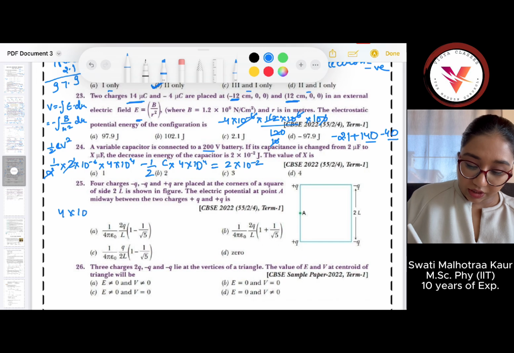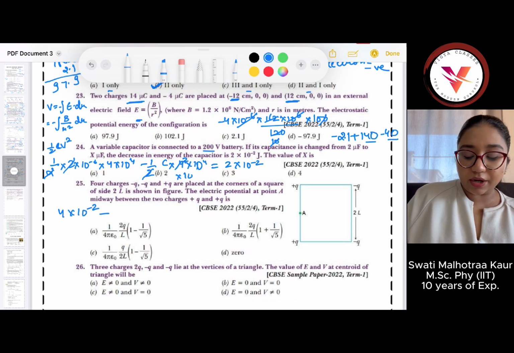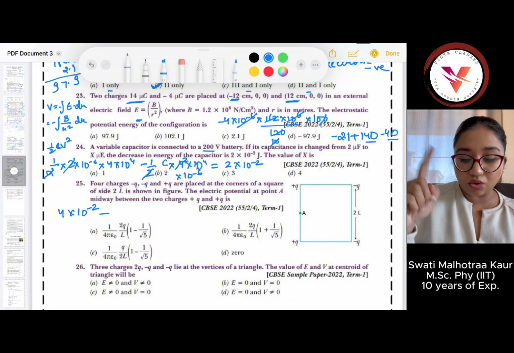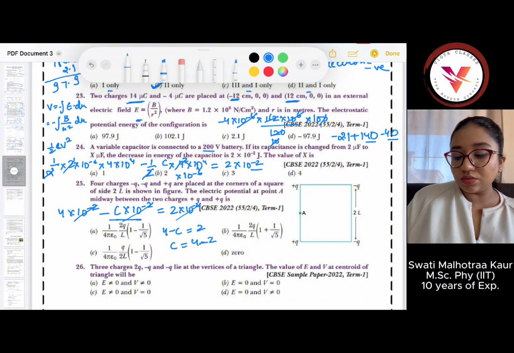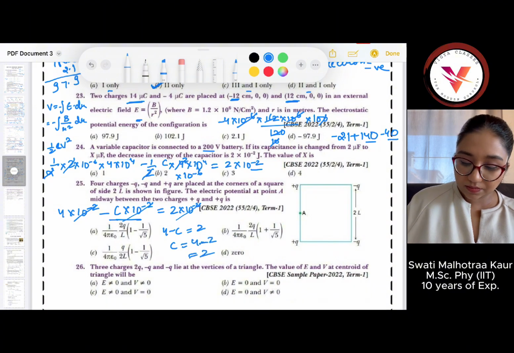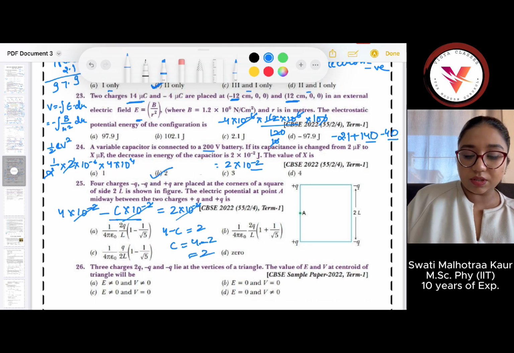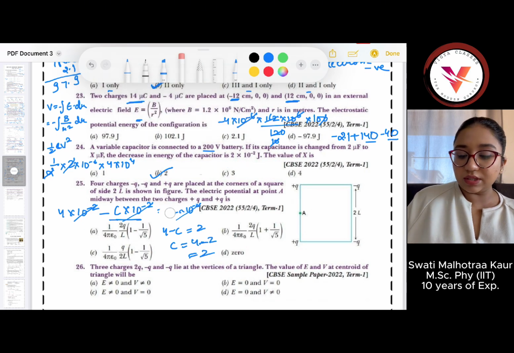This is 4 into 10 raised to the power minus 2 minus, let's take it microfarad into 10 raised to the power minus 6 as well, so that your values of 10 raised to the power will remain the same. So C into 10 raised to the power minus 2 is equal to 2 into 10 raised to the power minus 2. So take this term first, cut these three things, then C is equal to 4 minus 2, that is 2. So 2 is the correct answer. That is option number B. Okay, you can pause and you can check the solution.